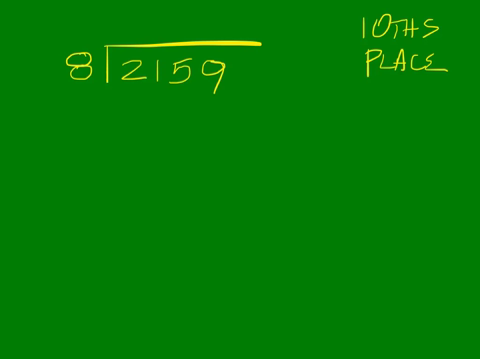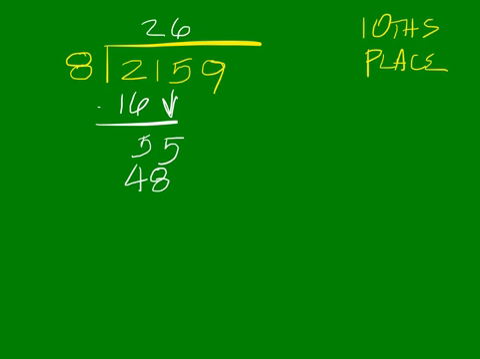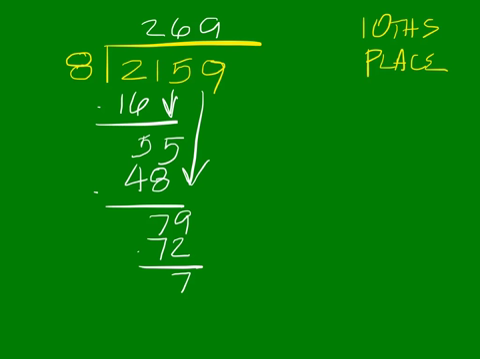On the practice problem, we have 8 into 2. It will not go, so 8 into 21 is twice, which is 16. You have 5 left over. Drop the 5. And 8 goes into 55 6 times with 7 left over. Drop the 9 and 8 goes in 9 times for 72. And you have 7 left over.